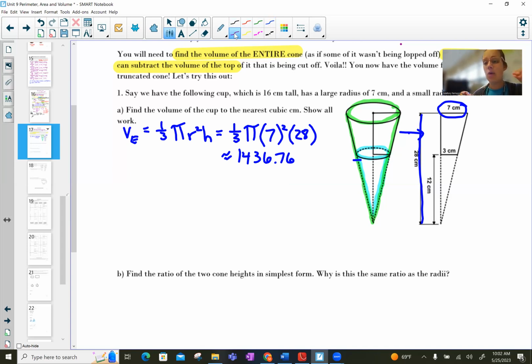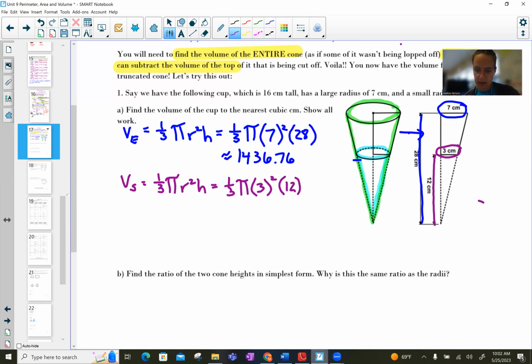Now we're going to go for the smaller one. I'm just going to call this V sub S. It's still a cone. What was lopped off is still a cone, so we're still using the cone formula. But now, since we went further down the cone, the radius is different. The radius is going to be 3, and you square it. And then the height of the smaller cone is 12.